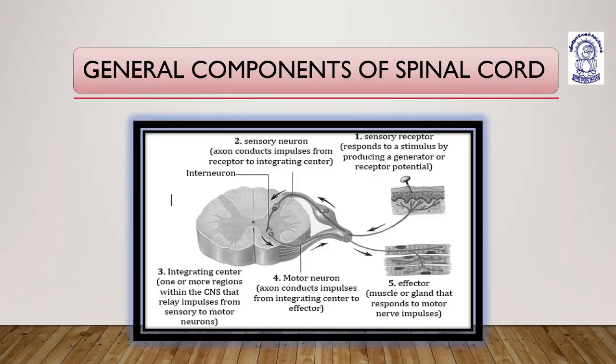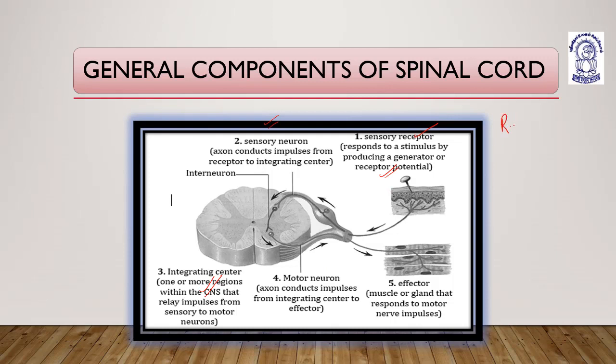Now you can see the sensory receptors, they respond to the stimulus by producing a receptor potential. Then the sensory neuron or axon conducts the impulses from receptor to integrating center. This is the interneuron or association neuron. Integrating center: one or more regions within the central nervous system that relay impulses from sensory to motor neurons. Then the motor neuron axon conducts impulses from integrating center to the effector organs. The effector, be it a muscle or a gland, responds to the motor nerve impulses.